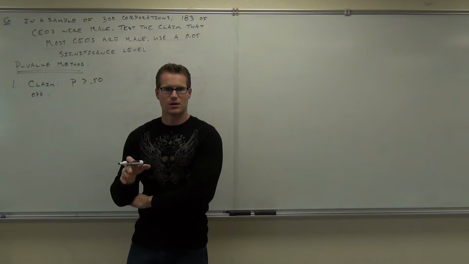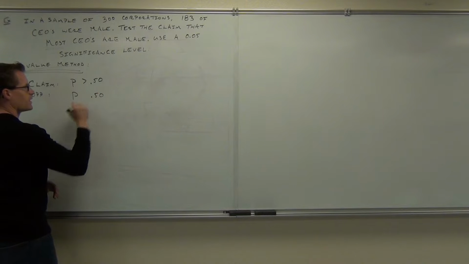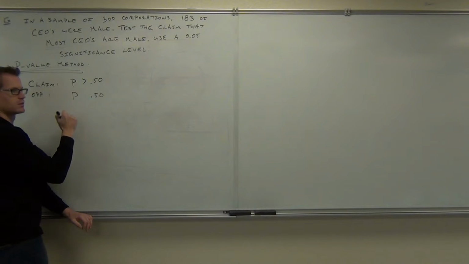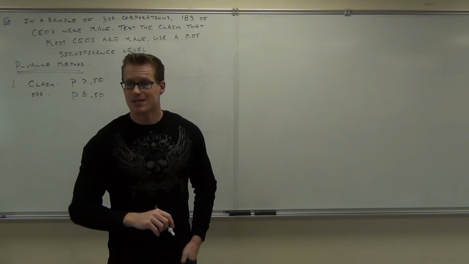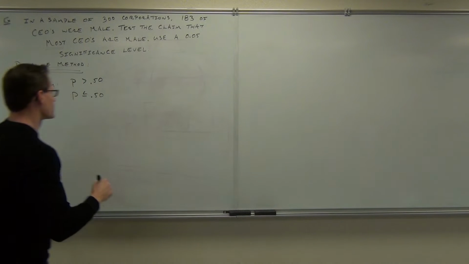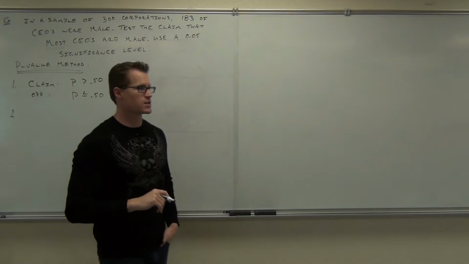So far, so good? Now state the opposite of the claim. You're still going to have a p, you're still going to have 0.50. What are you going to have here? Fantastic. That's step number 1. Step number 2 is an easy step. Step number 2 is you're supposed to identify which one of these is h sub 0 and which one of these is h sub 1.